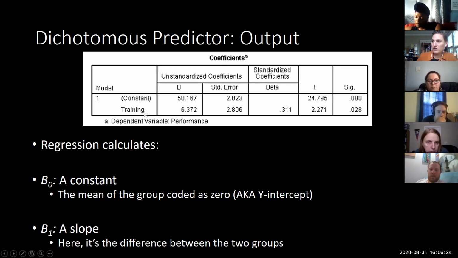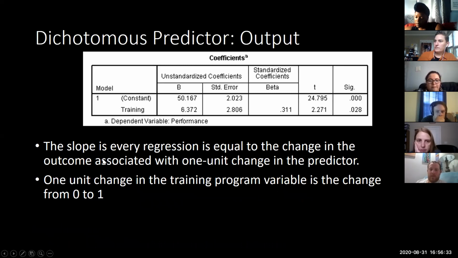So this is the training variable. So that's either no, I didn't have training, or yes, I had training. So here it's different, and I'll show you how these numbers line up. One second.